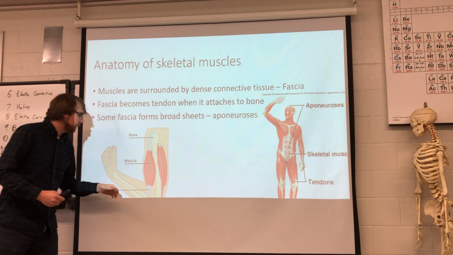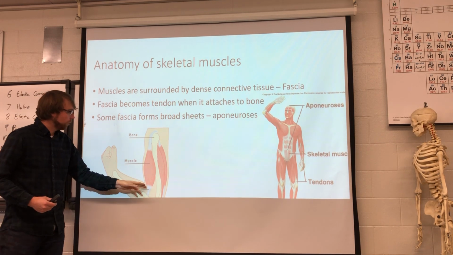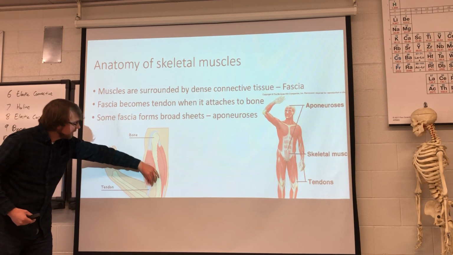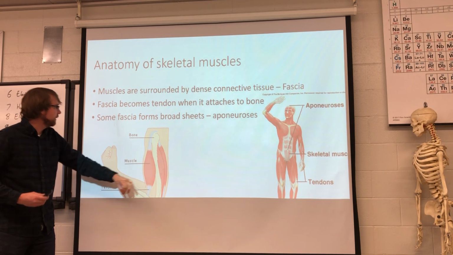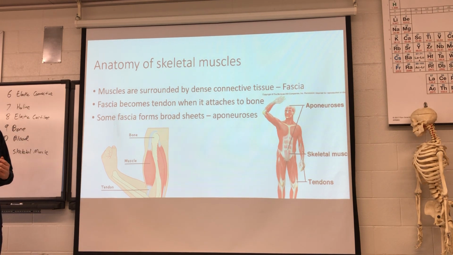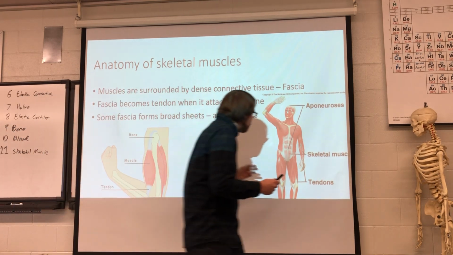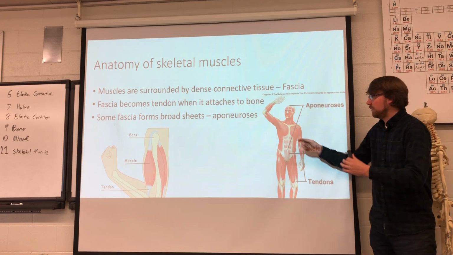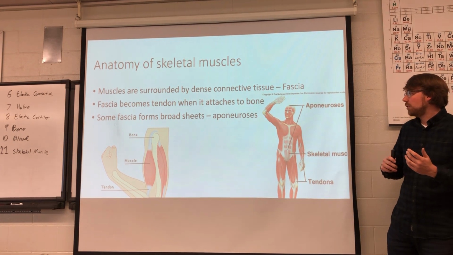So, fascia is going to become tendon when it attaches to bone. Some fascia forms broad sheets, which are epimysium, which you have here. So you have these sheets of connective tissue, of fascia.